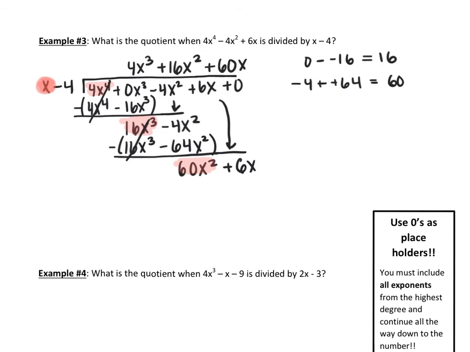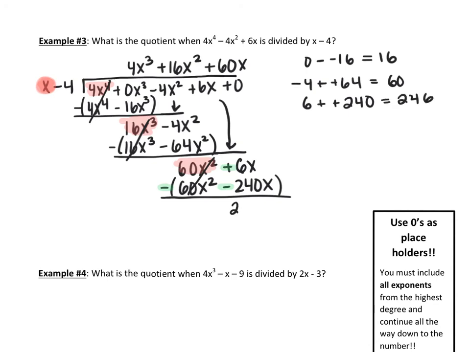So 60 times x, so 60x squared. Then we have 60 times negative 4, which is negative 240x. And we subtract. The first ones cancel. So now be careful. We have 6 minus a negative 240. Same thing as saying 6 plus 240, which is 246. So now we have 246x, and then we have to bring down that last term of plus 0.